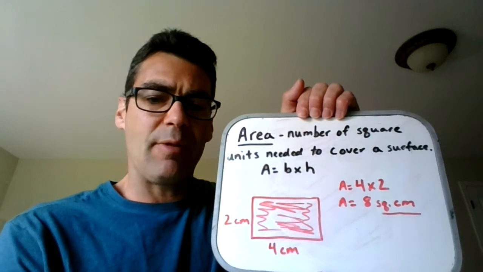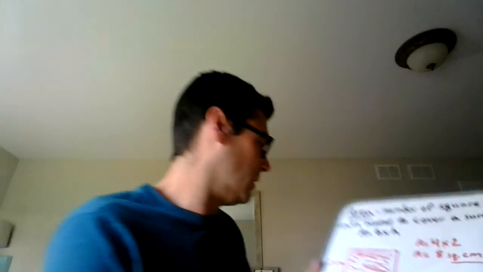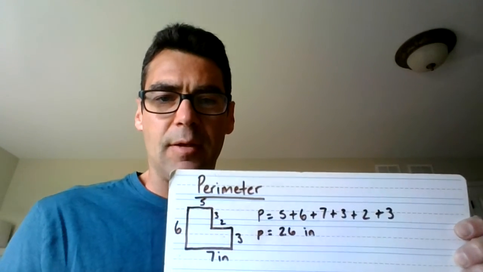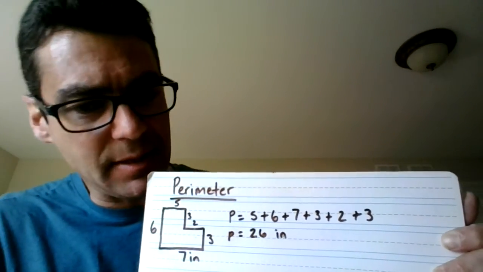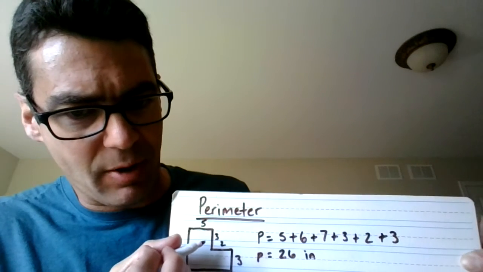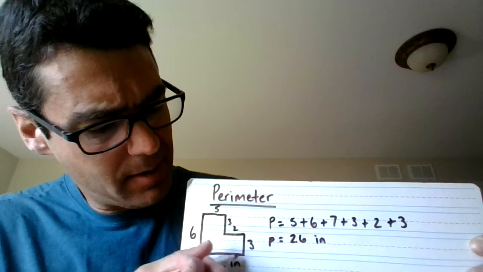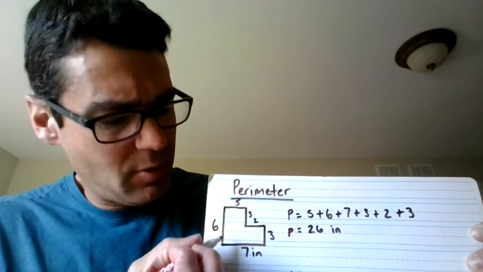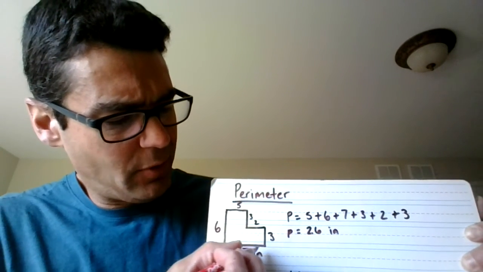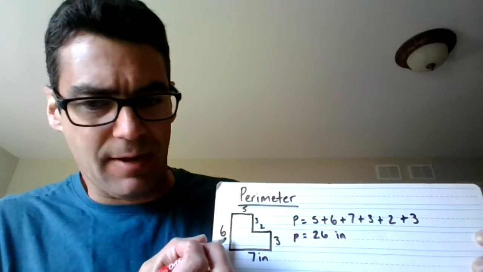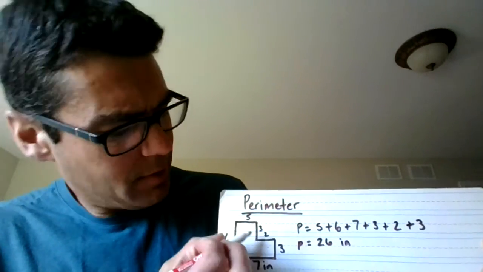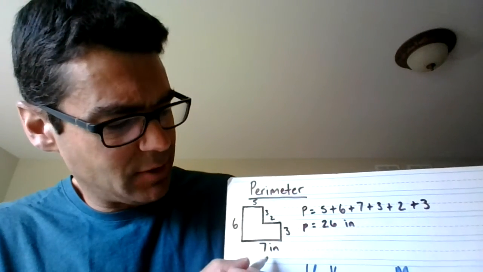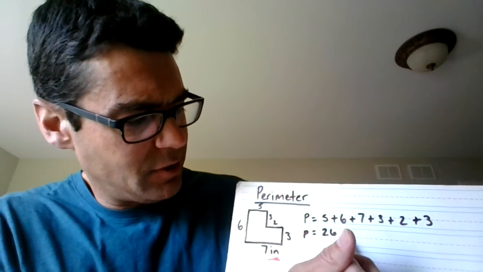Now in this chapter, there are a couple other things you're going to be doing that are a little bit more difficult. One of them will be finding the perimeter of irregular objects. You can see this shape is not just a square or a rectangle. We have different sides with different measurements, but the same thing holds true. You are still finding the total distance around a shape. So you just have to go through and add up all the sides. Perimeter equals 5 plus 6 plus 7 plus 3 plus 2 plus 3, which would give us 26, and our label on this one is inches.